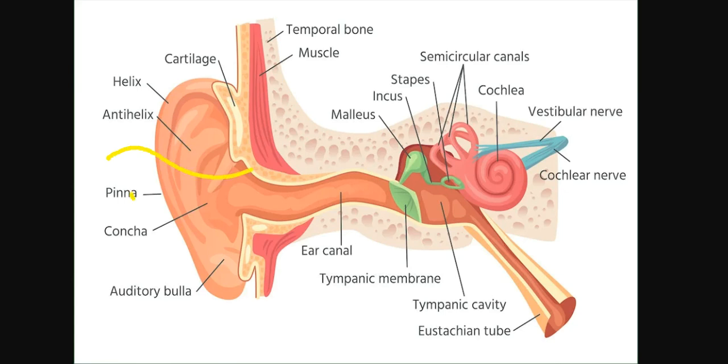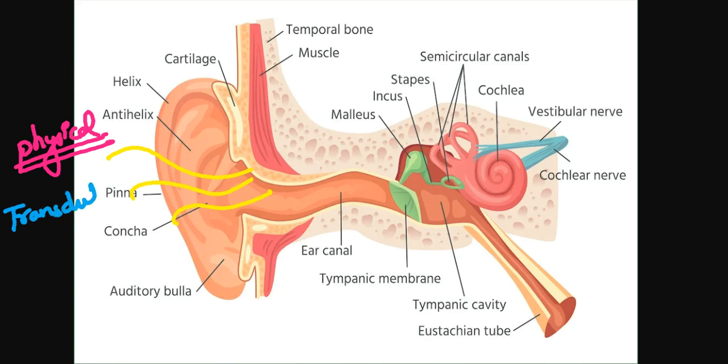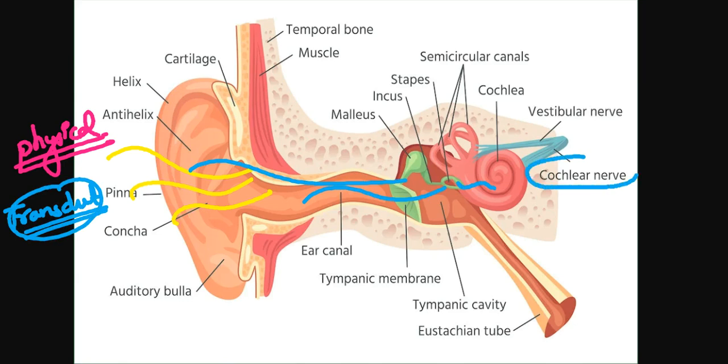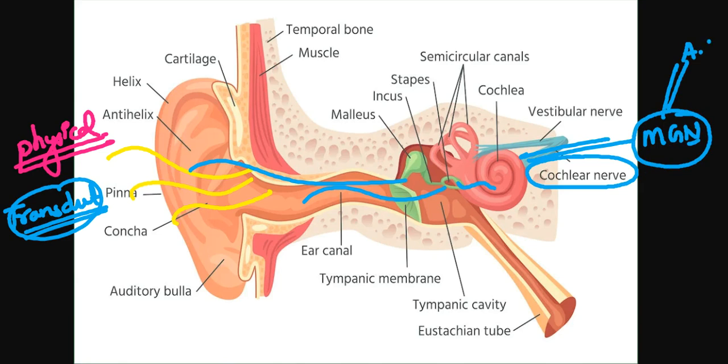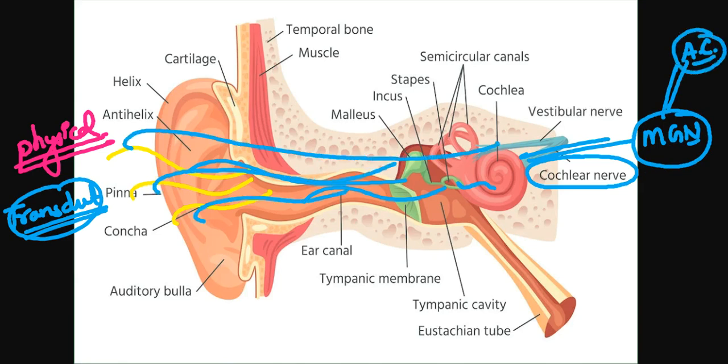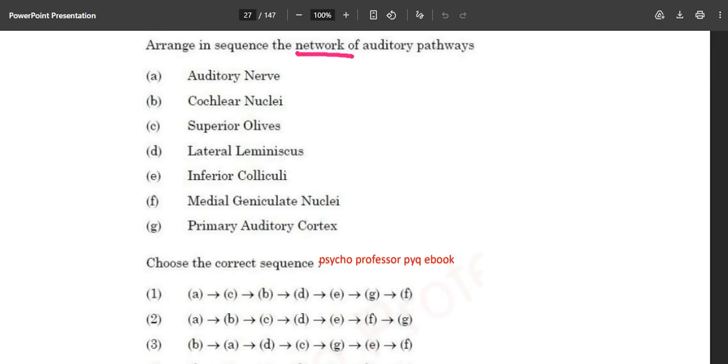And as you can see now, which energy is going from there? This is your physical energy, and via the process of what? Via the process of transduction over here, it goes from here and here, and via the cochlear nerve, the auditory nerve, it goes towards the MGN, the medial geniculate nuclei, located in the thalamus. Then it goes towards the primary auditory cortex. This is your neural pathway, the network of auditory pathways in this particular question.